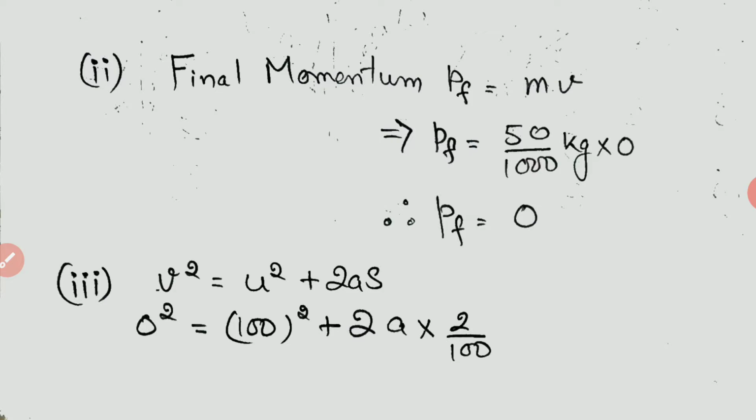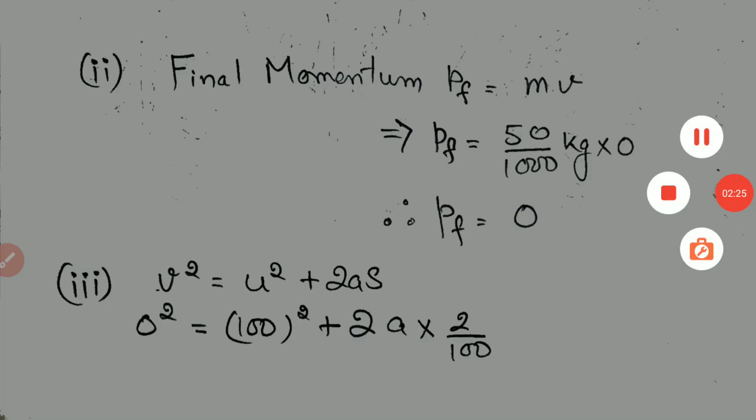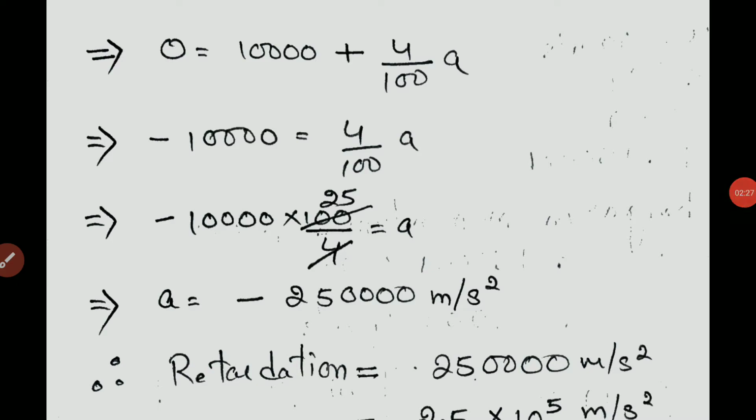Then number 3 asks us to find the retardation caused by the wooden block. That means I am supposed to find a. So I have to use this formula, v square equals u square plus 2as, since time is not given. So replacing the values of v square, which is 0 square, equals u square, which is 100 square, plus 2 into a into s, which is 2 upon 100, right? Then solving it further, we get 0 equals 10,000 plus 4 upon 100a, which implies minus 10,000 equals 4 upon 100a.